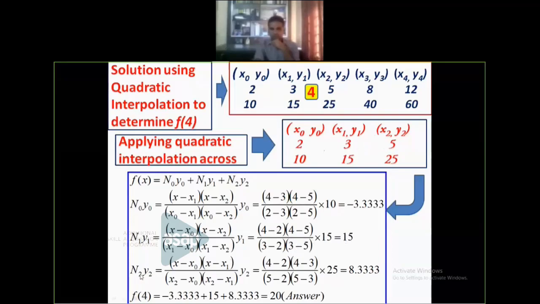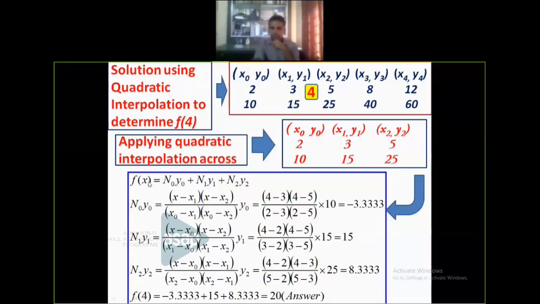Okay, now come to the third polynomial, n2, y2. (x minus x0) into (x minus x1); the term x minus x2 is not there. The denominator for x2 is x2 minus x0 and x2 minus x1. When you substitute for x and x0, you get 4 minus 2; 4 is x, 2 is x0. The other is x minus x1, where 4 is x and 3 is x1. In the denominator you have 5 minus 2, because x2 is 5 and x0 is 2, so x2 minus x0 is 5 minus 2. And x2 minus x1 is 5 minus 3. And your y2 value is 25. Multiplying by 25, you get 8.33.